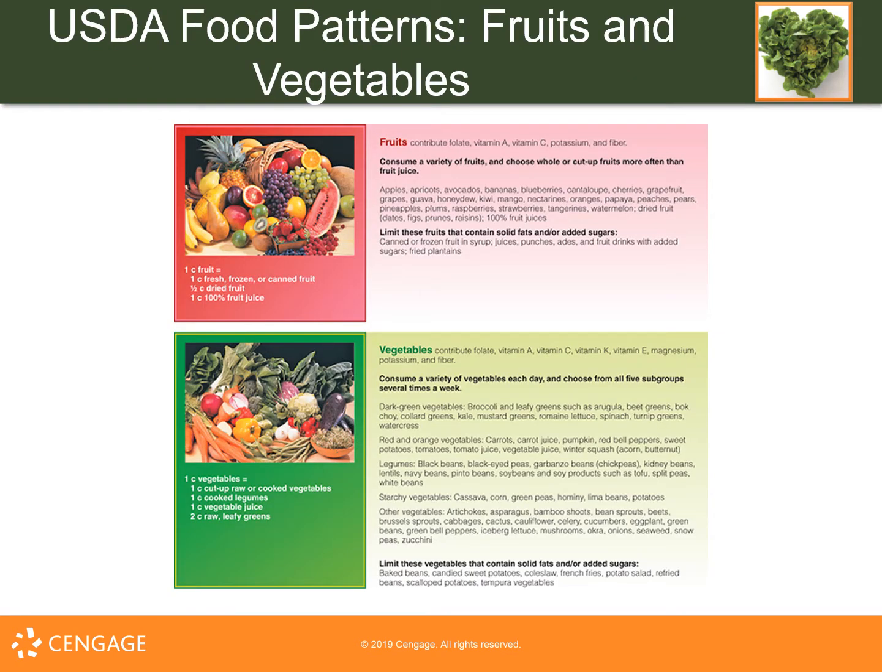USDA food patterns, so fruits and vegetables. For fruits, they encourage you to consume whole fruit versus juice, and you want to limit fruits that are canned in syrup. Vegetables, with an emphasis on choosing a variety from the five subgroups and limiting those that are canned in salt.